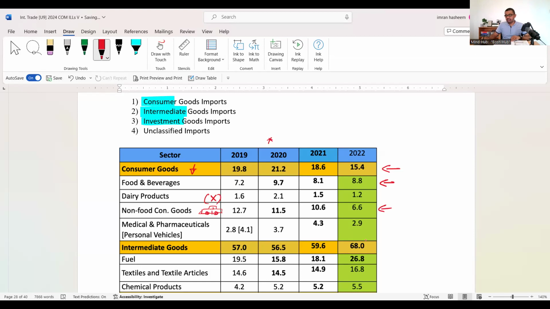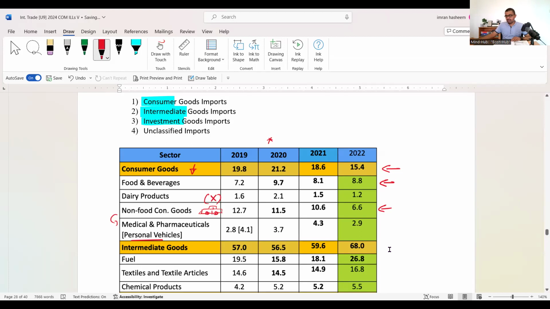Then medicine and pharmaceuticals we have taken separately. So that also actually comes under non-food sector, right? This is part of this. And as you can see, personal vehicles also there because we have imported less. Can you see in 2019, without personal vehicles, it's 2.8. If you consider personal vehicles alone is 4.1. Get it? But 2021, 22, we don't have personal vehicles. We have stopped the imports completely.